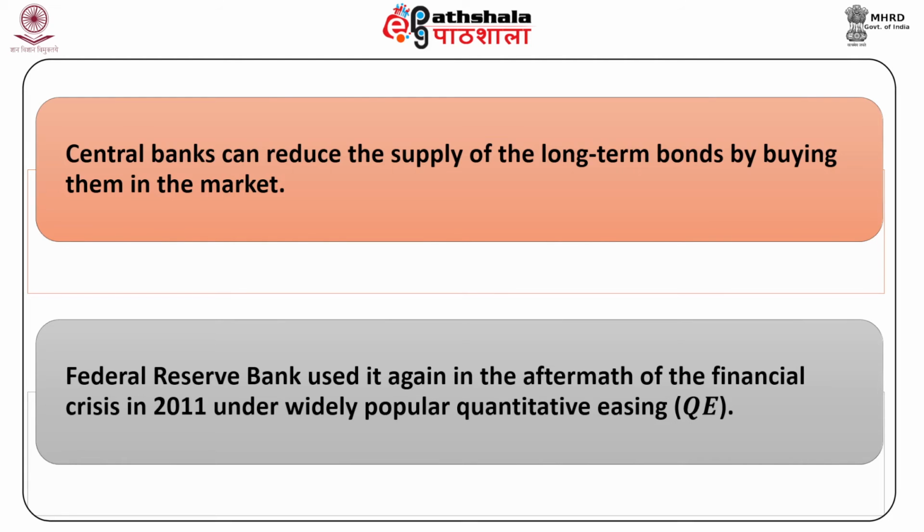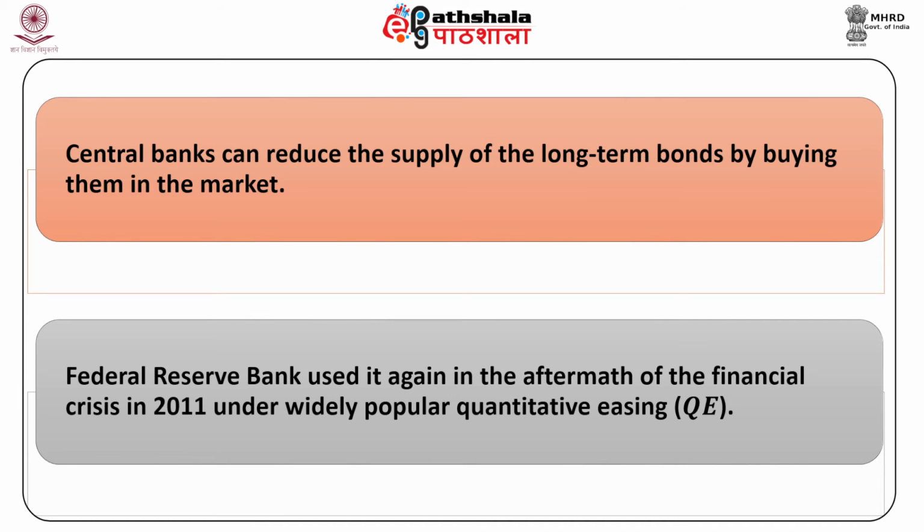This can be accomplished by operation twist, basically changing the maturity composition of government bonds held by the public in a manner to affect yield in the desired direction. The Federal Reserve Bank did it in 1961 to flatten the yield curve by selling the short-term bonds and using the proceeds to buy the long-term bonds. This works even when the short-term rate touches the ZLB.